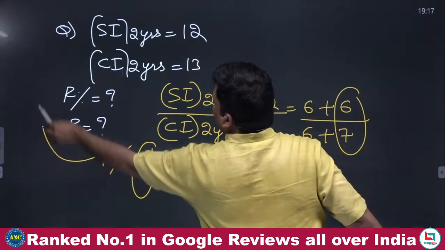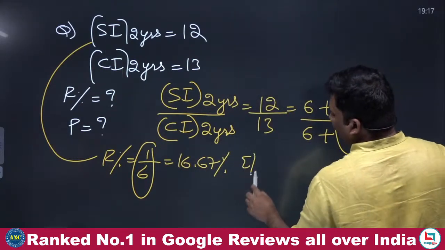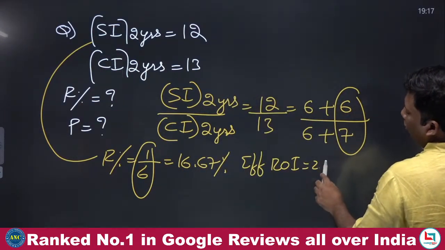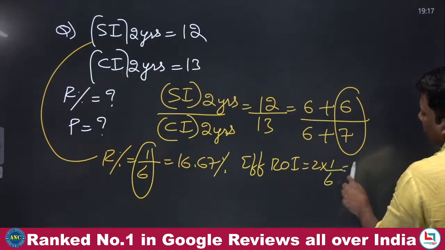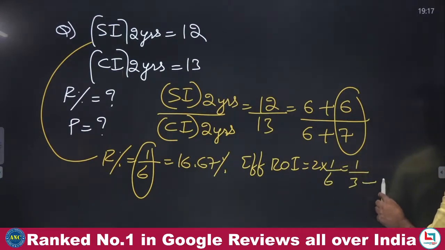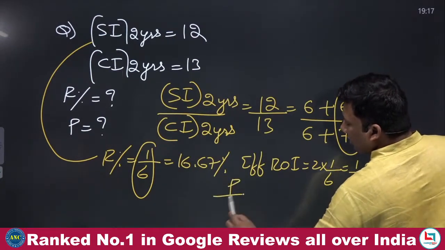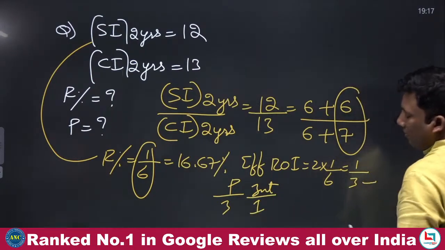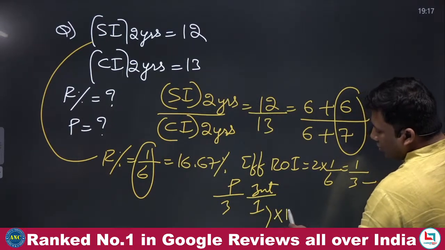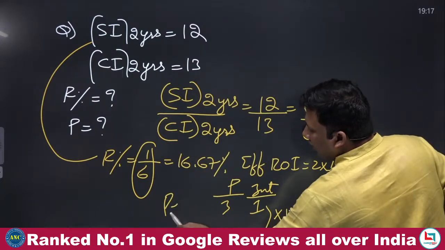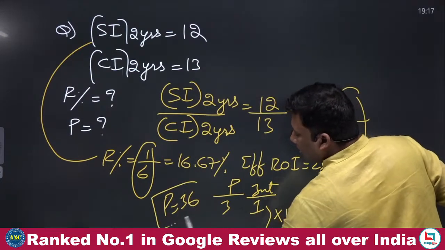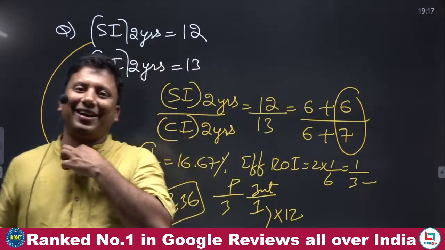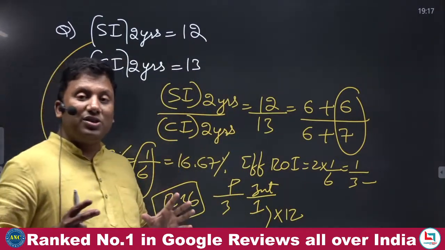1 by 6 is for 1 year. But for 2 years, how much will it be? The effective rate of interest will be 2 into 1 by 6, which is 1 by 3. The denominator is always the principal. The numerator is always the interest. It is 1, but according to the question it is 12. So P is 12 into 3. What is the answer? 36. Idea clear, right? I hope there are no doubts in this question.